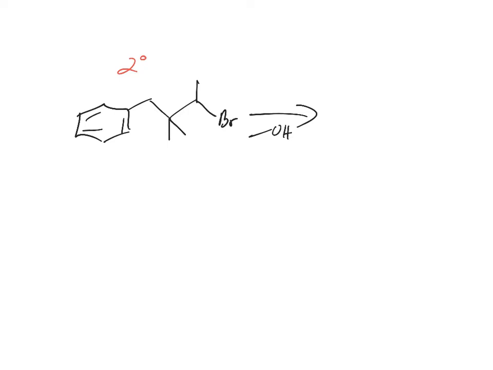The bromine leaves, right? The rate determining step, the formation of the carbocation. Why is that the rate determining step? So why does it take the most energy and why is it the slowest?